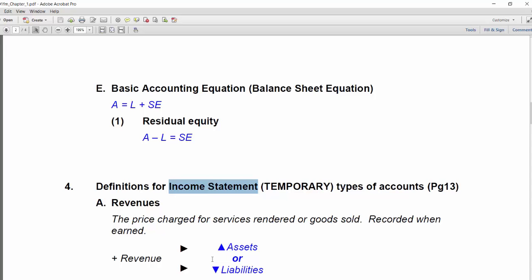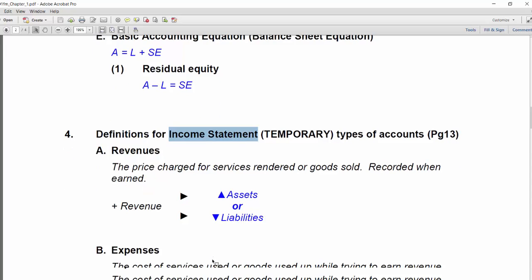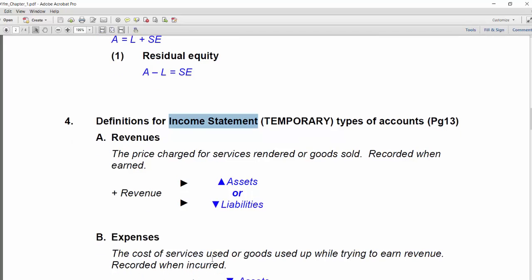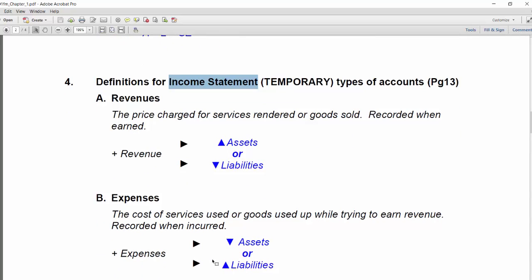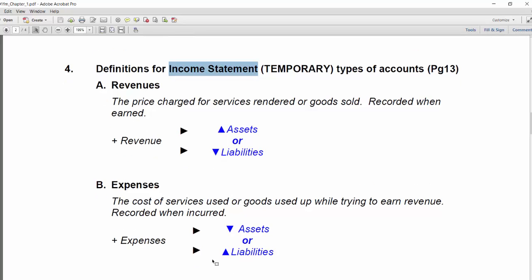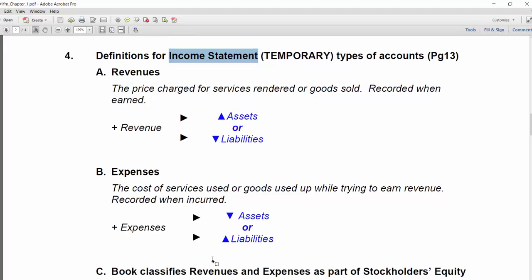Expenses, on the other hand, are the cost of goods or services that we've used up while we're trying to earn revenue. And those get recorded when they're incurred, which is a fancy way of saying when we make them happen. So you would think expenses are probably not things you really want. And that's true in that when you have more expenses, either assets go down or liabilities go up. When you put both of these two accounts together, you can compute what's known as net income or net loss, and that's what shows up on a company's income statement.